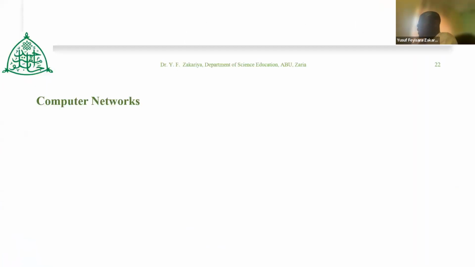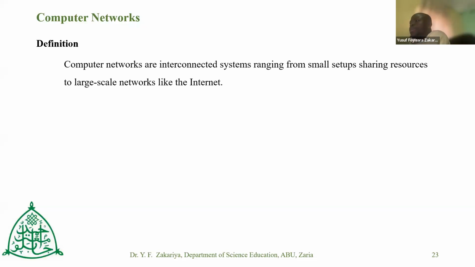So for the networks, computer networks are interconnected systems ranging from small setups sharing resources to large networks like the internet. By the way, our next topic is on the internet.